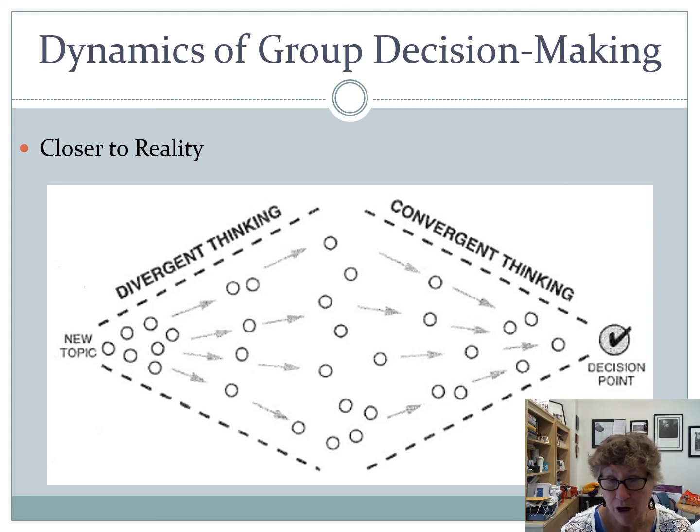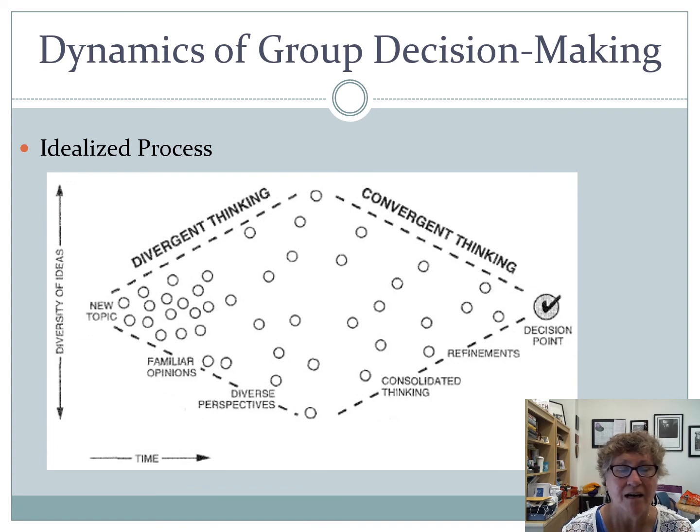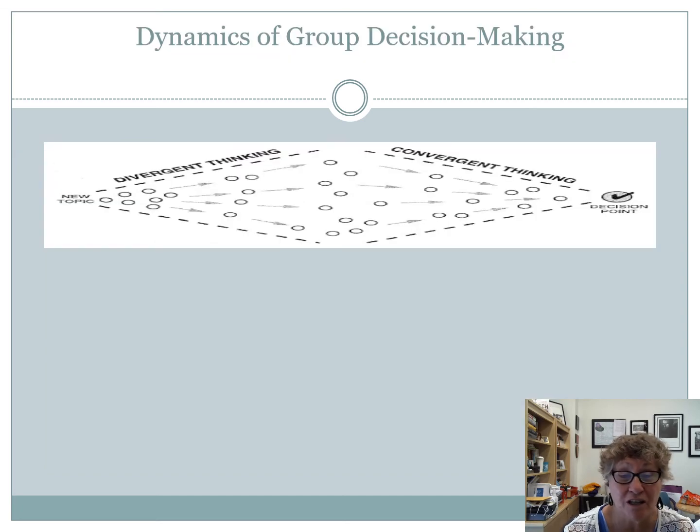So this first part of the decision-making process really helps you see the divergence in your thinking, divergent thinking. And then hopefully at some point in the middle, you move to convergent thinking when you're narrowing things down, evaluating, and coming to a decision. That's a really idealized way of looking at it. So familiar options, we get some diverse perspectives, we discuss, we refine, we make a decision. This is very, very much what it's supposed to look like.